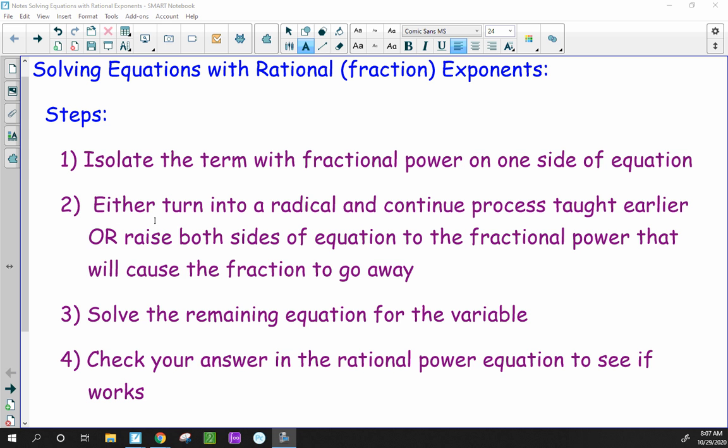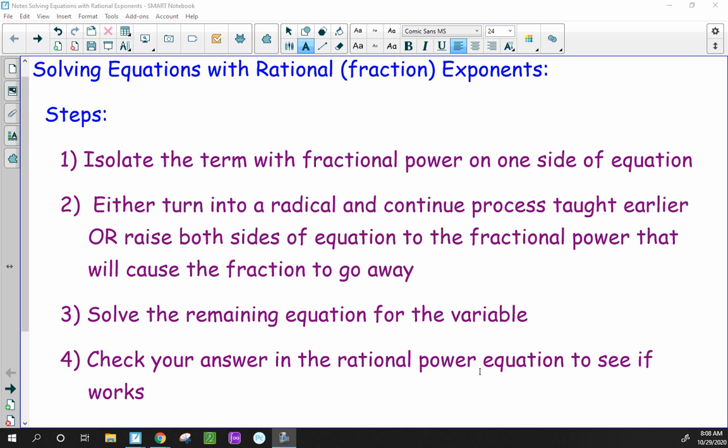Number two, either turn the fraction power into a radical and then just continue the process that I taught you earlier. Or you could raise both sides of the equation to the fractional power that will cause that fraction to go away. And by that I mean if it becomes like a whole number, then you are good to go. I'll give you an example of that in a minute. Step 3 is to solve the remaining equation for the variable, and step 4 is to check your answer in the rational power equation to see if it works.